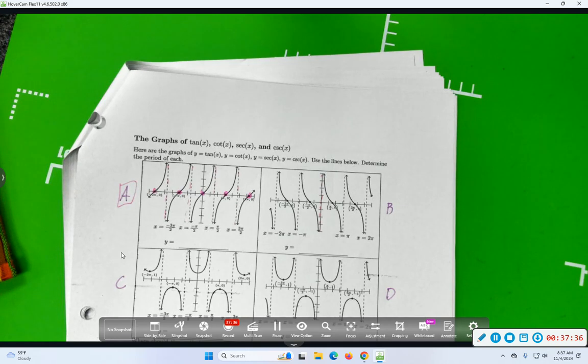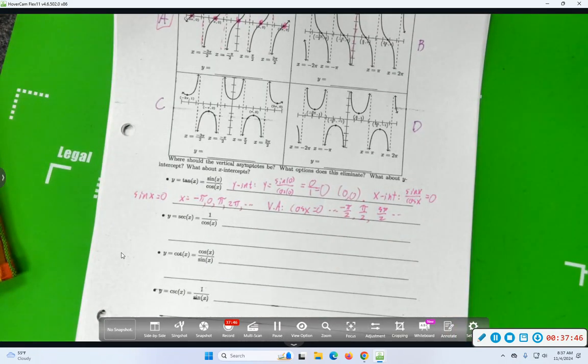So here's what I'd like you to do for the remaining ones. And I'll break you all up, assign different people to different ones. Secant, cotangent, cosecant. Perform a similar analysis. Perform all of these same analyses for those functions and see what options you settle on.